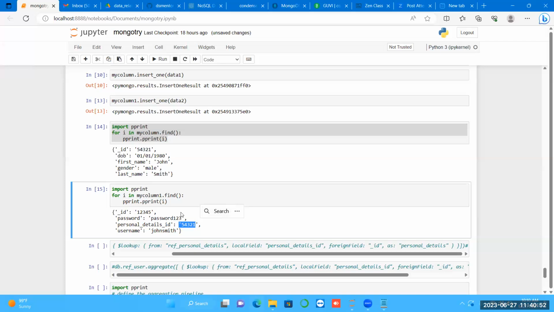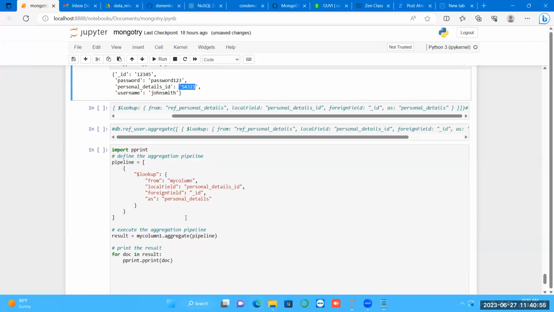Go below. Personal details ID is the local field. Foreign field is my column's ID field, which is there, right? As personal details. Yes, sir. Can you run this code now?